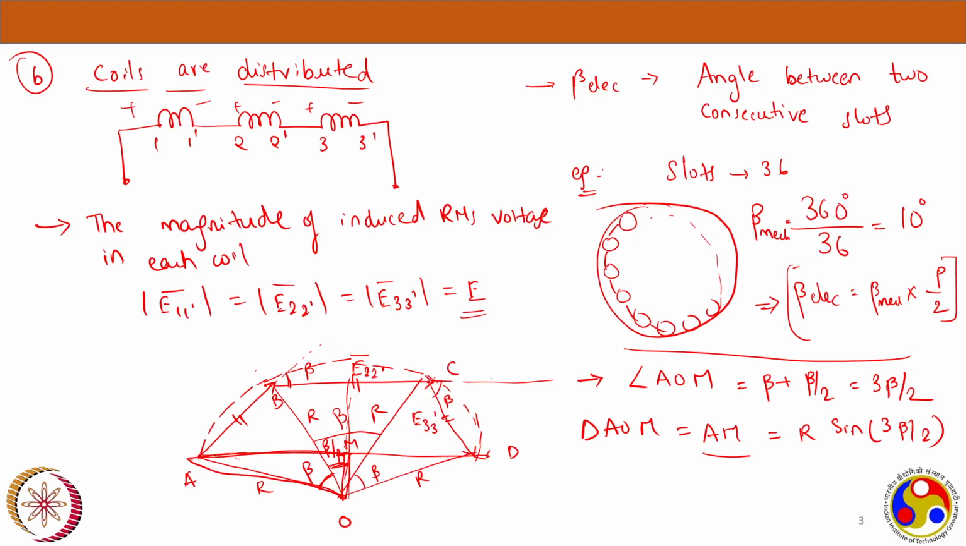We already got the half of the resultant, right? Now M is just the midpoint of the resultant. If this is AM, which is r sine 3 beta by 2, then this will also be equal to r sine 3 beta by 2. Now the total resultant magnitude will be 2 times r sine 3 beta by 2. I hope this is understandable for you.